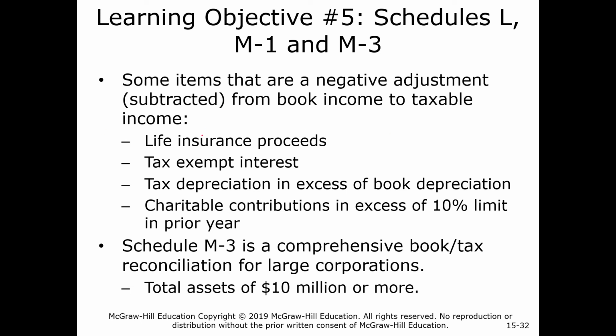These are just reconciling items. Basically we're reconciling how we went from $1 million of book income to $680,000 of taxable income. We're trying to reconcile these differences and we report them on the Schedule M1. Now, if we're a large corporation with total assets of $10 million or more, then instead of using the Schedule M1, we will have to report on Schedule M3, which is more comprehensive.